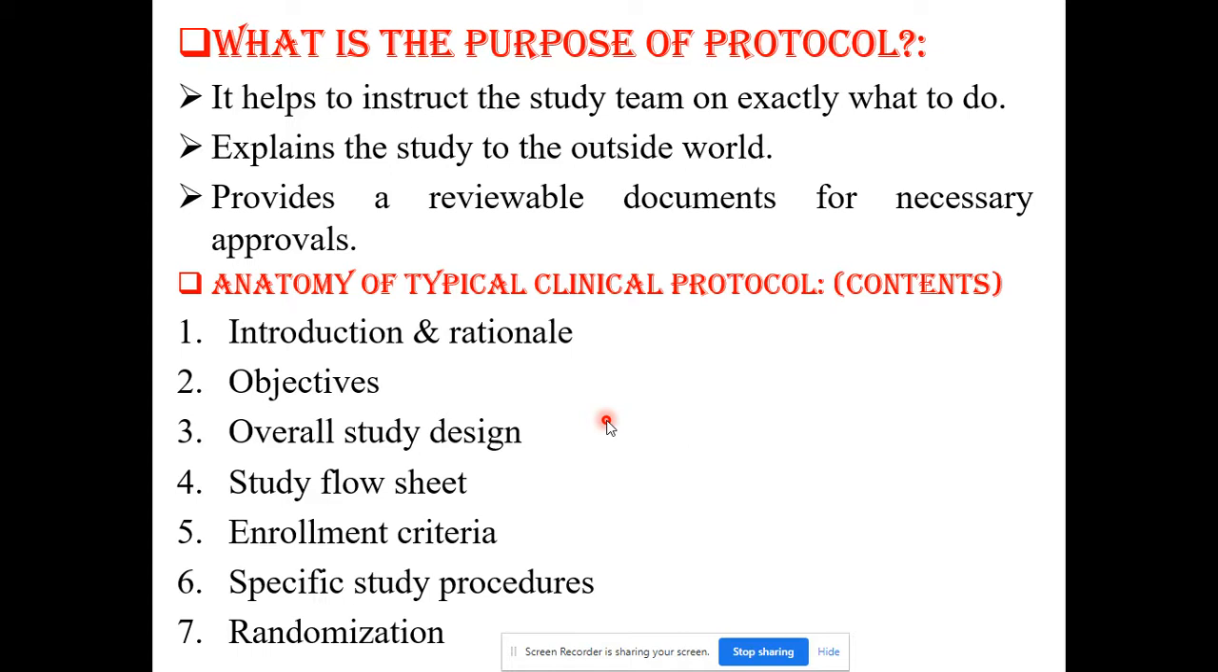Definitely, the clinical protocol also provides knowledge to the outside world about what kind of study has been conducted, what the outcomes of your study are, and what that particular clinical study wants to explain. This knowledge can be given to the outside world by making use of this particular document, and that document is called the protocol. Third, it provides a reviewable document for the necessary approval. The protocol is one type of reviewable document, which is very necessary if you want approval from the concerned regulatory body.